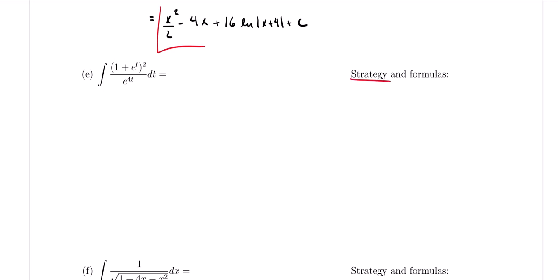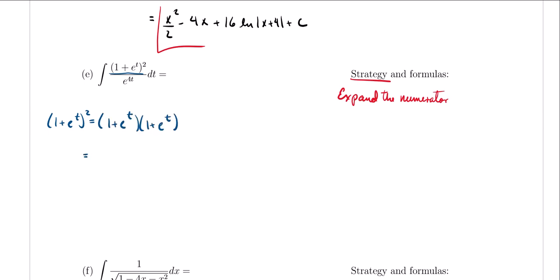Alright, so hopefully you recognize that the strategy was to expand the numerator. Now if we expand the numerator, what will we get? Well, this problem wants us to square the 1 plus e to the t, which means that we're multiplying it by itself. I'll let you guys verify that once we square, we should be left with 1 plus 2 e to the t plus e to the 2t.